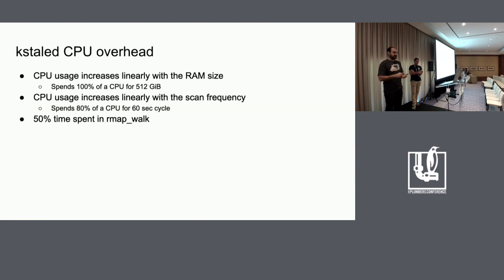And if you increase the frequency of your scan, again, you're spending more CPU time. On further inspection, we found that the main cost of this scanning is basically the RMAP. So in Linux, when you have a page, you can backtrack, you can do a reverse map walk to see where this page is mapped, in which address spaces this page is mapped.